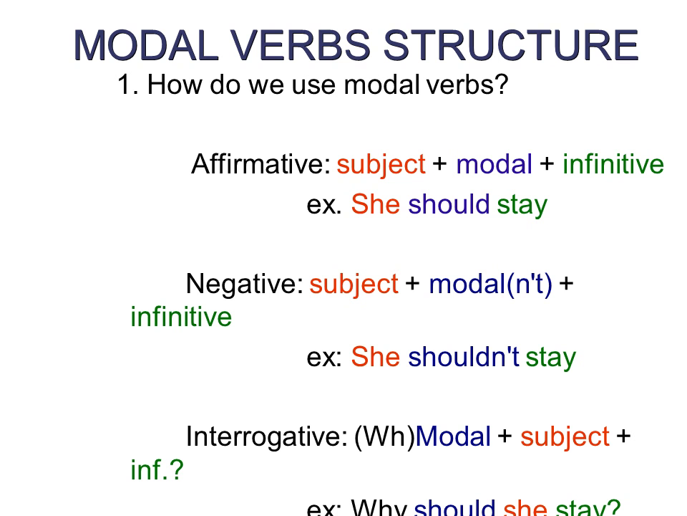The structure of modals. How do we use them? Well, in the affirmative, we use the subject plus the modal plus the infinitive without to. Example, she should stay. Never, she should to stay. Negative, subject plus modal with not or n't as a negative plus the infinitive, so she shouldn't stay. Never, she shouldn't to stay.